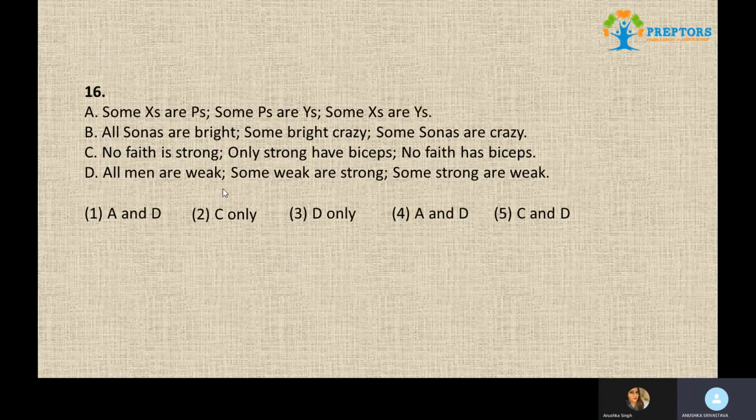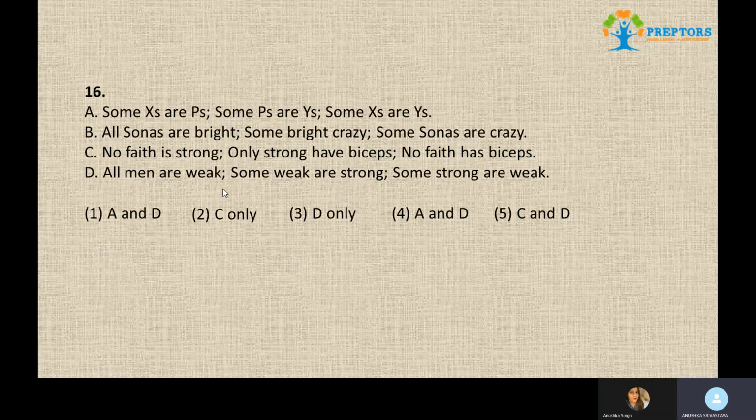which are the Venn diagram types. Now, in the 16th one, we have 4 questions. A being a standalone question, B being another standalone question, C and D being of a similar kind. Now, some x's are p's, some p's are y's, and some x's are y's. Some x's are p's is my major premise. Some p's are y's is my minor premise, which should lead to the conclusion some x's are y's.